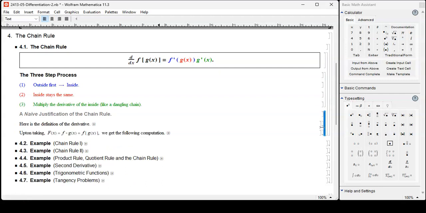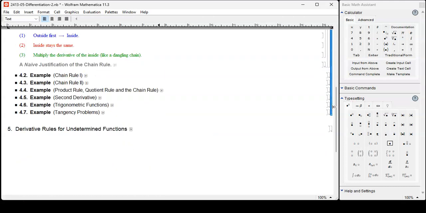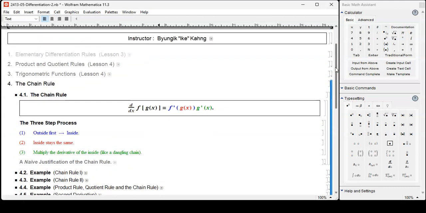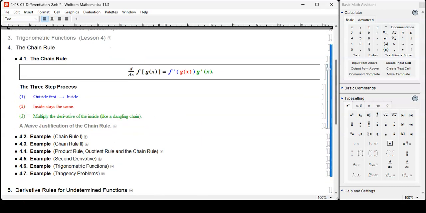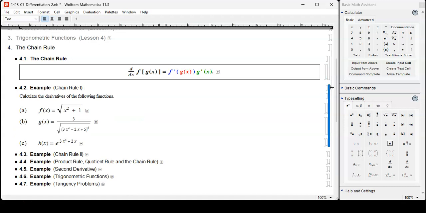Well, we have a proof here, but I don't think many people are interested. So without those, let's just go ahead with some exercise problems here. Let's begin with some simple problems first. And then we're going to go to a little bit more complicated examples that we have to use chain rule multiple times so that we get, indeed, dangling chains after chains after chains coming.